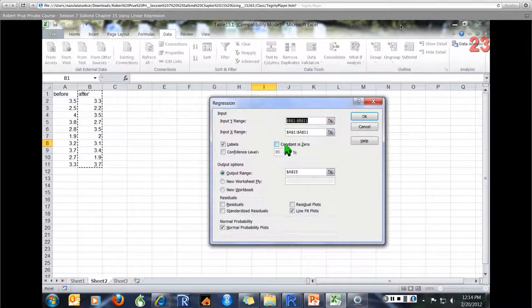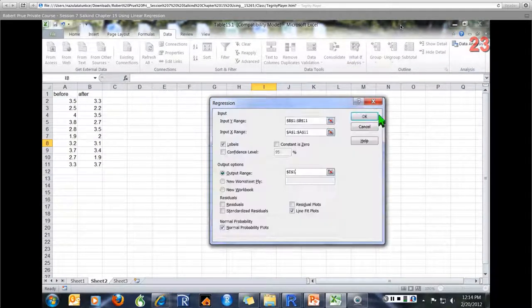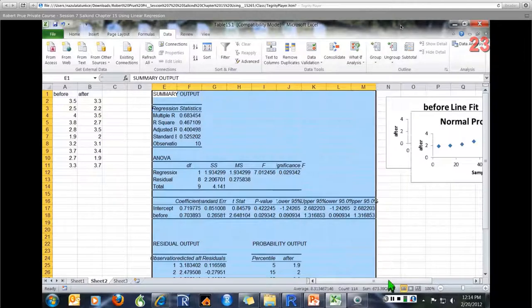So that's still selected. I've got labels. Do I need a confidence level? No, I don't need a confidence level. My output range, I can put it right over here. And I'll just do some normal plots and put some line plots. Click OK. That was pretty quick.